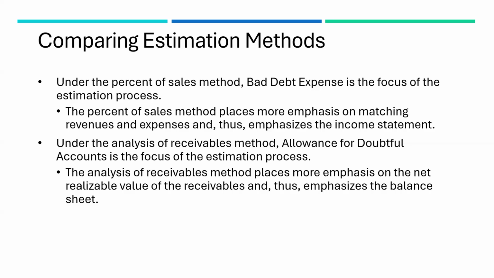And so the percentage of sales method puts more of an emphasis on the income statement. This is the amount of our credit sales during the period. Generally, 0.75% of our credit sales are not collected. And so we're just going to estimate bad debt expense based on that. And then the analysis of receivables method, we take a look at the AR on our balance sheet and consider the creditworthiness of each of our accounts and determine the net realizable value.